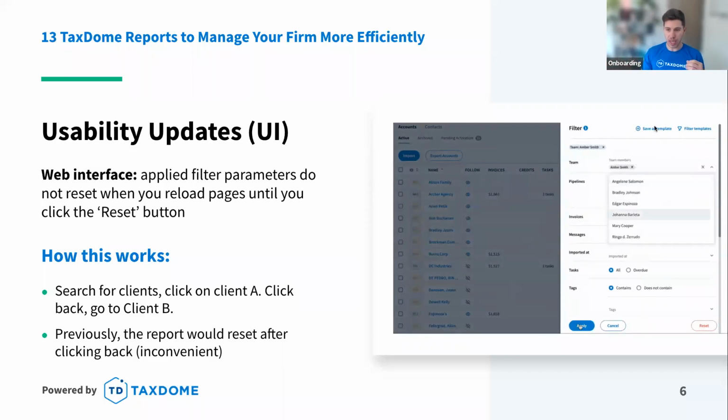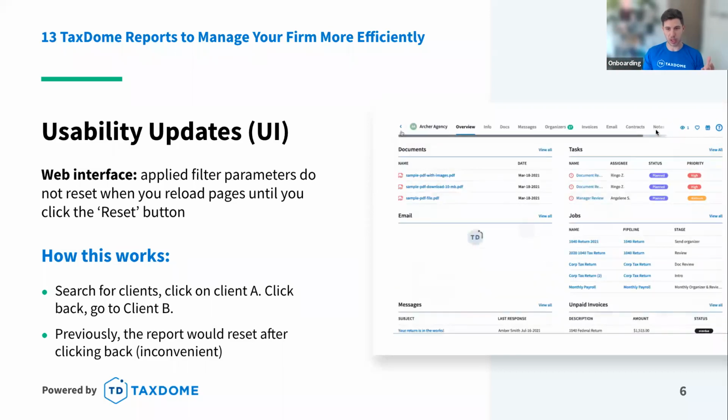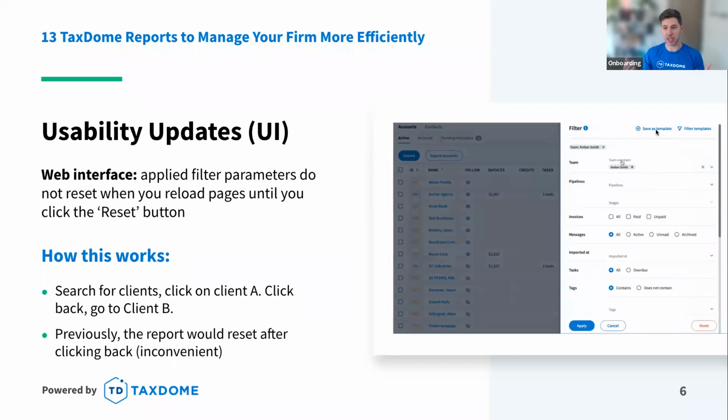And if you see at the top right corner where it says save as template, that's how you can save a template in all these places. You can make as complicated a filter as you want, click save, and then go back to that template anytime you need in the future.